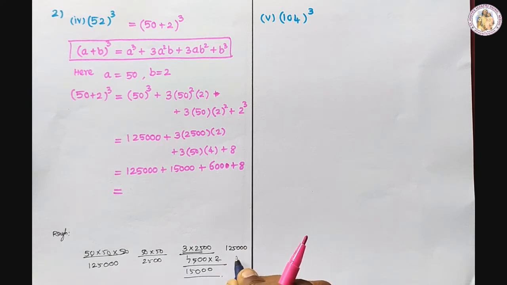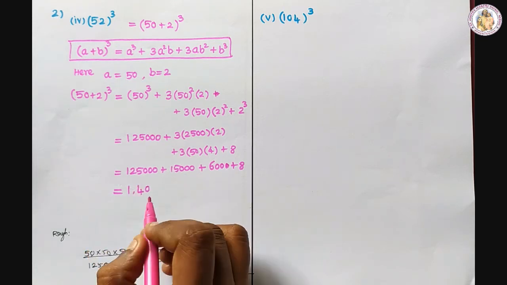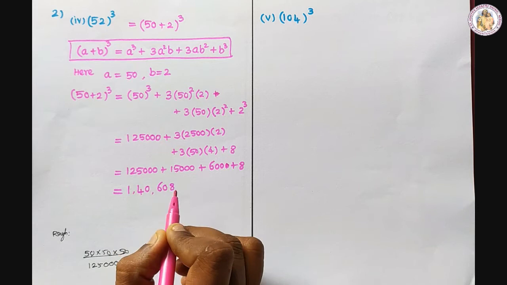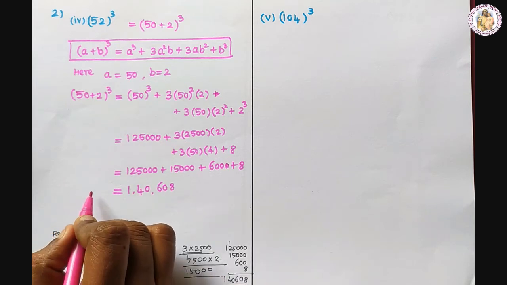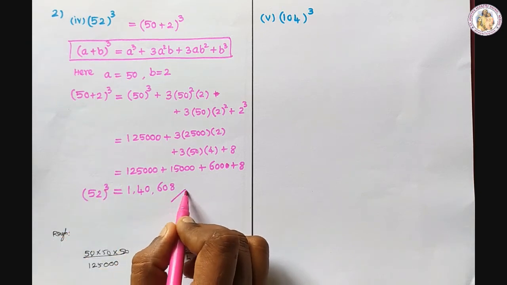Now add these values. 1,25,000 plus 15,000 plus 600 and 8. That gives 1 lakh 40,608. That is what? 52 cube. That is the answer.